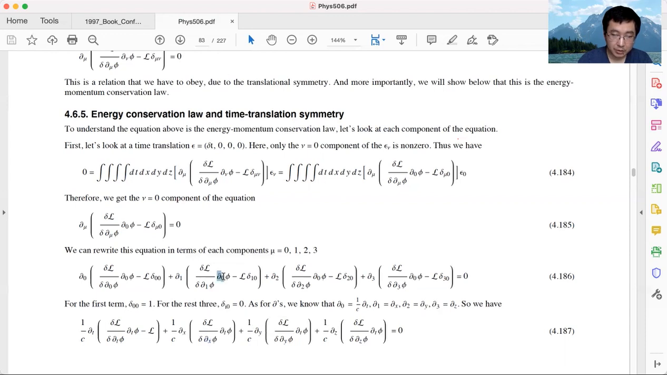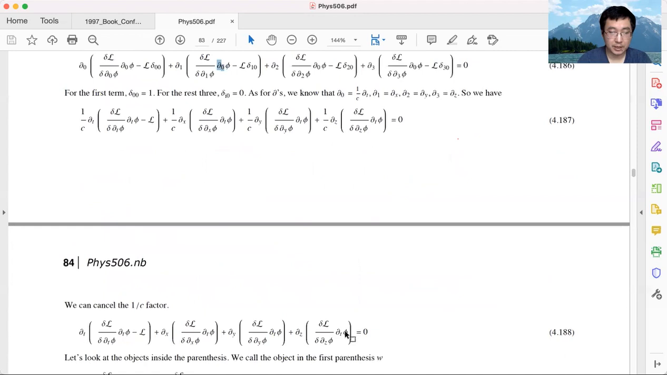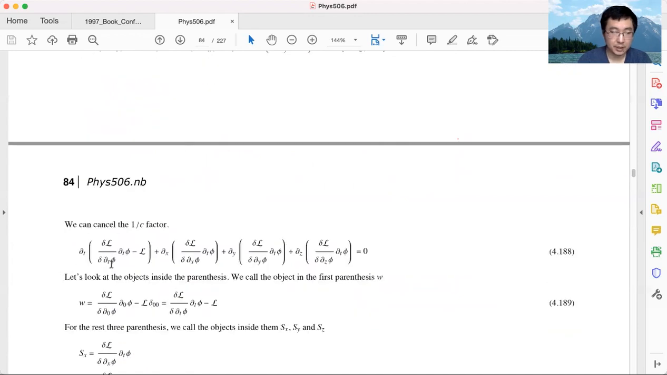I have partial 0 here. I should replace this partial 0 by partial t, but also with the 1/c factor. That 1/c factor, put it in front. We do the same for partial 2 and partial 3. So this 1/c comes from this partial 0. Same is true for all the other two terms. So every single term has 1/speed of light. Let me cancel the 1/speed of light, cancel all of them. So I have these 4 terms added up together to 0. That's what we get from translational symmetry in time.